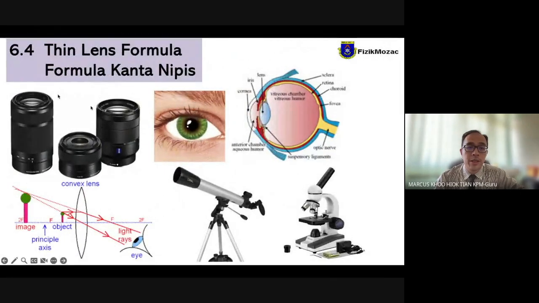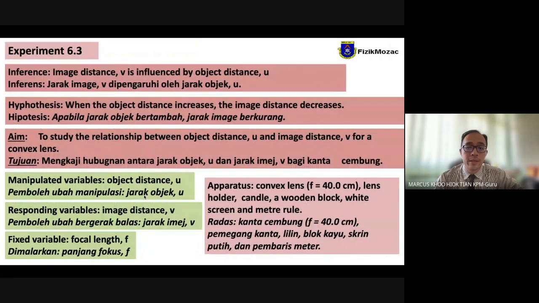So let's go to our final subtopic, which is the thin lens formula. In this thin lens formula, we have looked at this one. Sorry, this one actually should be 40, correct? So this is the inference, the hypothesis, the aim, and the manipulated variables, all here.